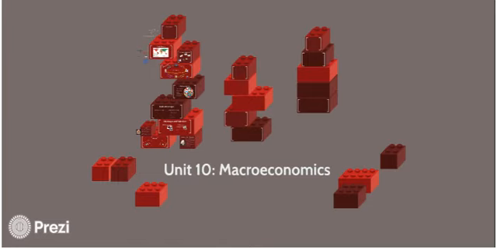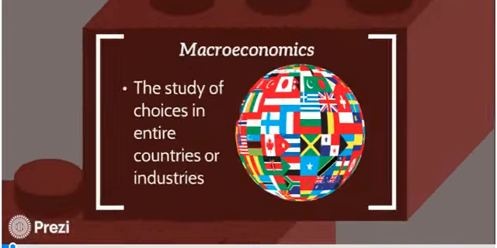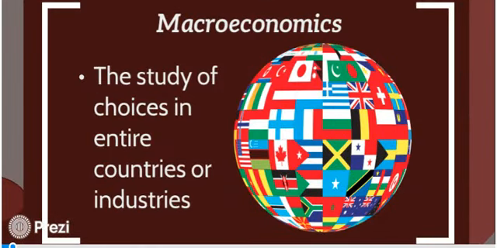All right, ladies and gentlemen, welcome to Unit 10 on macroeconomics. You've made it. This is our 10th and final unit here in civics and economics. So we'll start off strong and review macroeconomics and what the definition is. It's the study of choices in entire industries or countries.